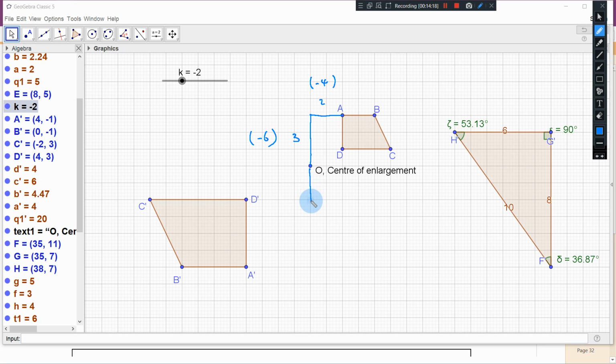Okay, always remember, start counting from the center of enlargement. 1, 2, 3, 4, 5, 6. Negative 4, 1, 2, 3, 4. Okay, so this is the image of this vertex. This is the way we determine the image of an enlargement.